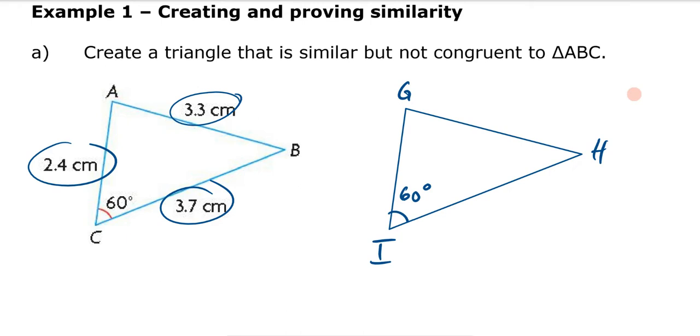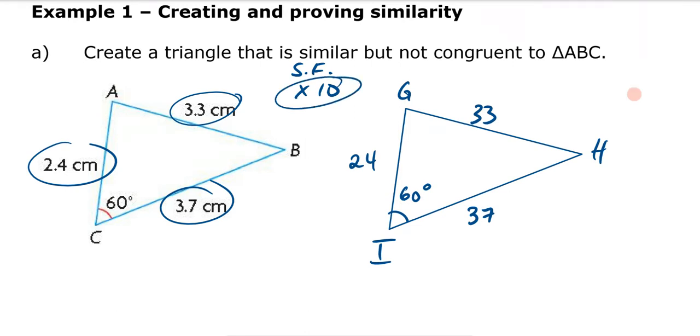I could multiply each number by a scale factor. So what if I multiplied it by a scale factor of 10? So then I can make this side 33 centimeters, H to I 37, and G to I 24. So I've just enlarged my triangle by a factor of 10. Now it may not look like it on paper because I can't draw that big of a triangle on paper. So use your imagination. You can multiply all 3 sides by a number to get another number, as long as they're all multiplied by the same scale factor.